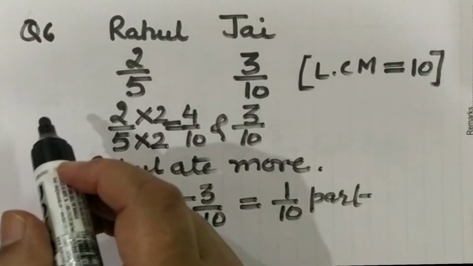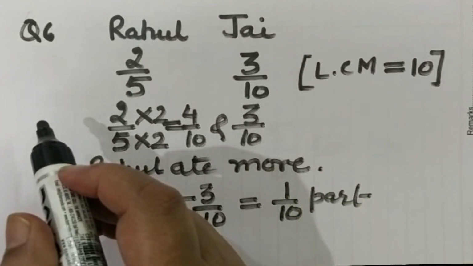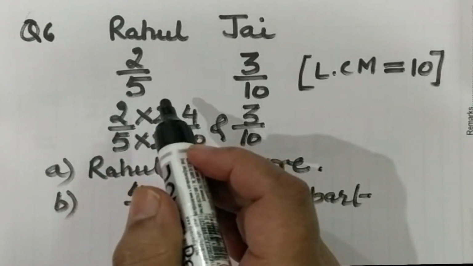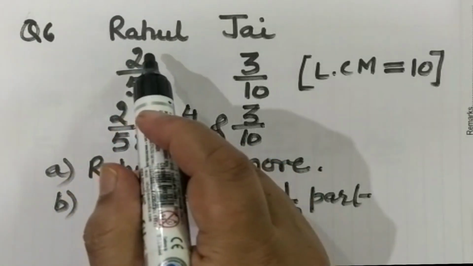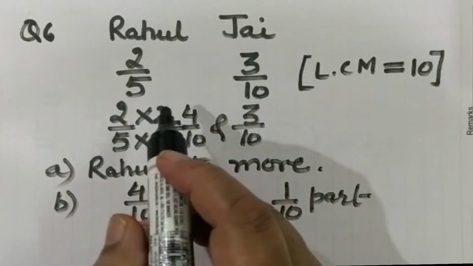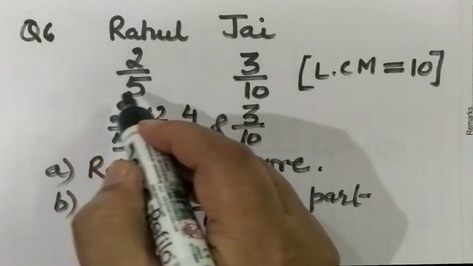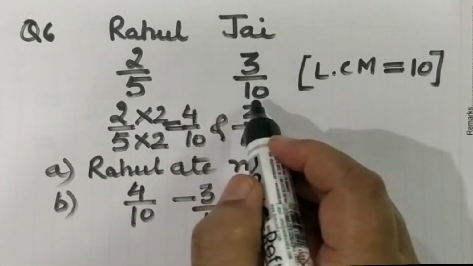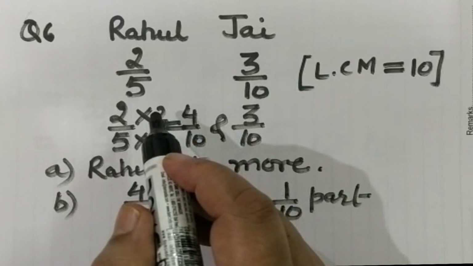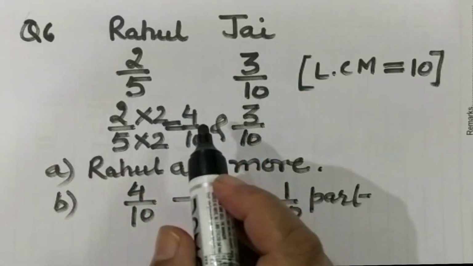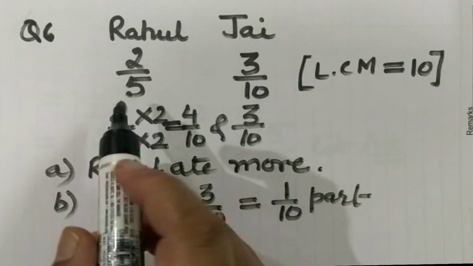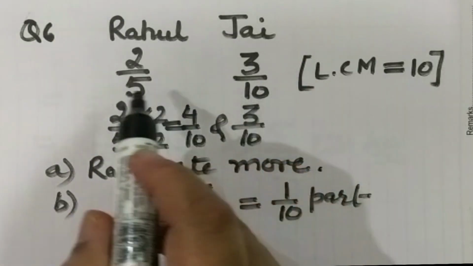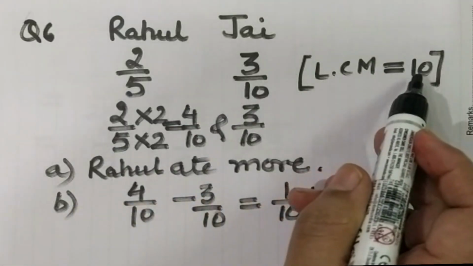Question number 5 is the same as question number 4. So do it yourself. And now see question number 6. It is your last question of this exercise. Rahul and Jay bought a cake. So Rahul ate 2 upon 5 part and Jay ate 3 upon 10. So the question is, who ate more? So first we convert into like fractions. So 5 and 10. LCM of 5 and 10 is 10.